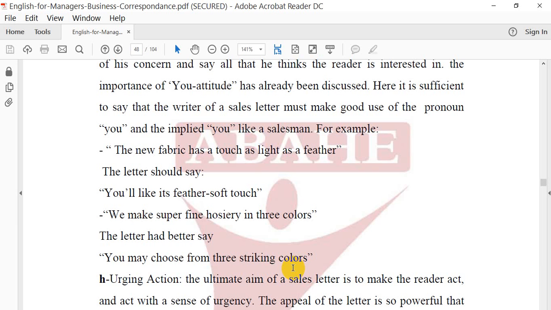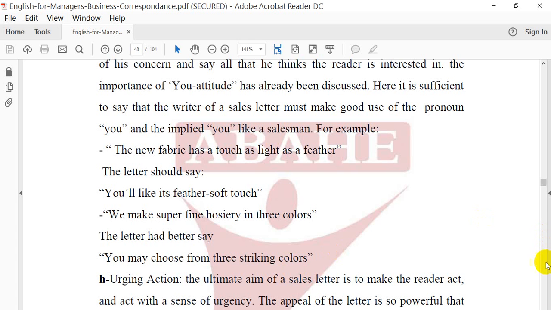Why do we use this word you? When we use it, the reader feels as if he has this product, or as if he got this product, and he now is going to deal with this product. You will let him feel as if he bought this product, and use the word you.